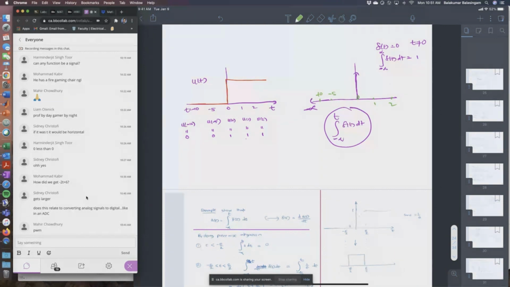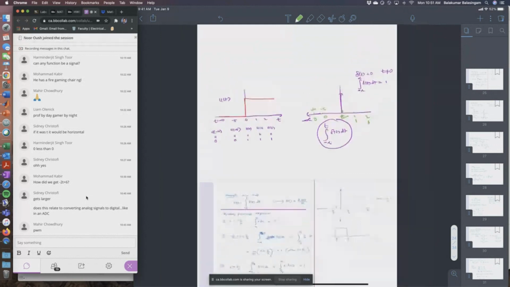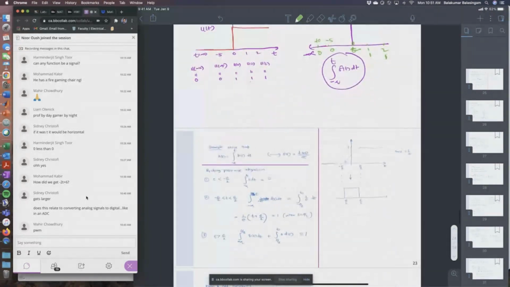If t is negative 10, that integration is going to be 0. Negative 8 is going to be 0. At 1, it's going to be 1. Here it's going to be 1, like that. And at t equal to 0, it becomes tricky. That's the tricky part.